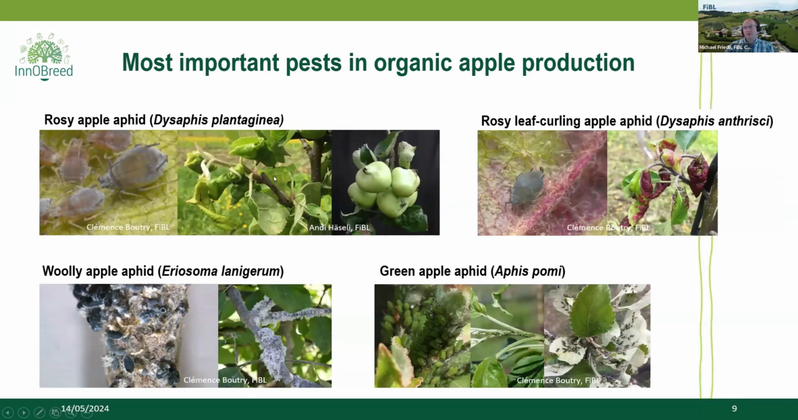the rosy apple aphid, that can cause big problems, especially when you have young trees and you want to build up a good tree. This can be quite problematic. And there are also some other aphids, but I won't go into much detail for the moment.